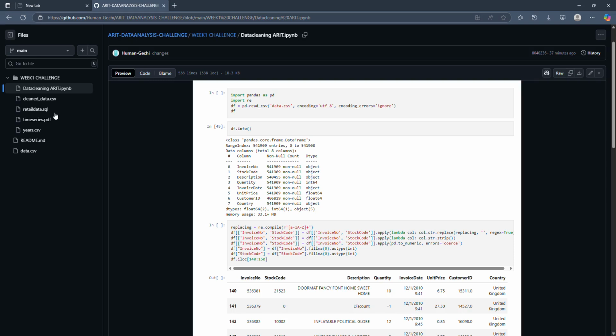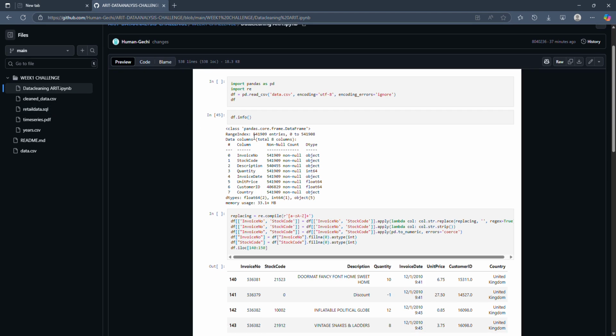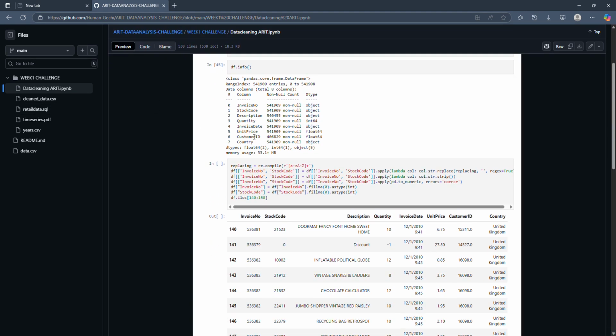Okay, so this is my submission for the data analysis challenge, and I began by cleaning my data using Python. This is a Jupyter notebook. My data cleaning began by identifying the abnormalities in the data set. I noticed there were letters in the invoice and stock code columns. I noticed the quantity column had negatives, and it shouldn't be so. The customer ID should be an integer, and the invoice date should be changed to a datetime.